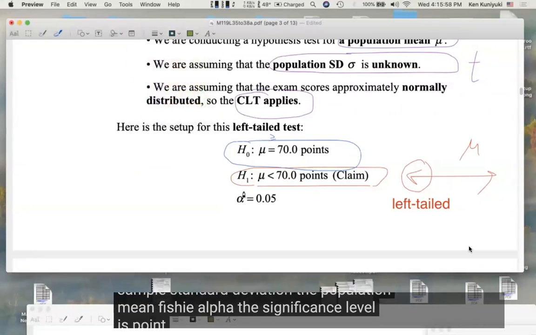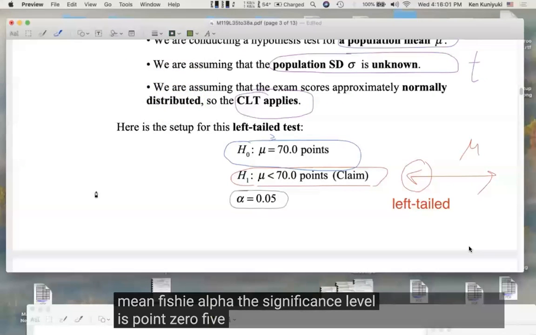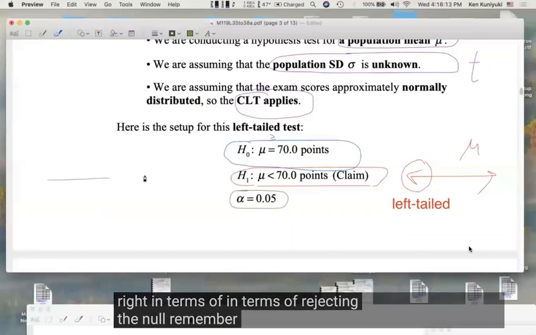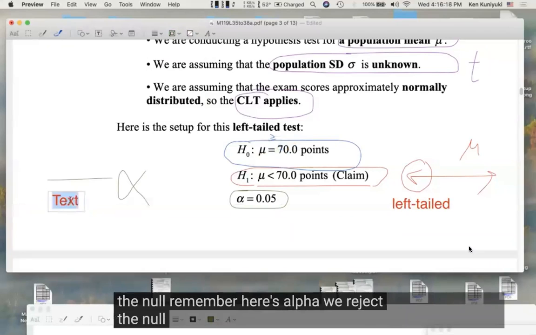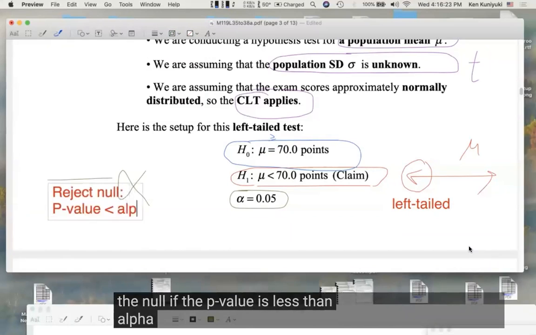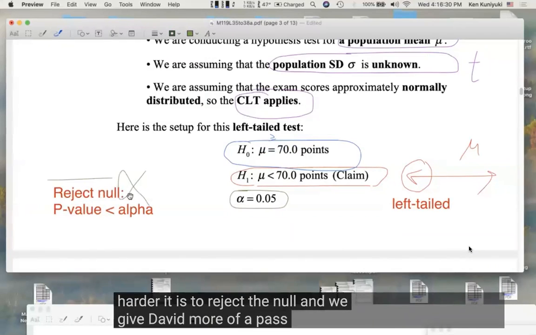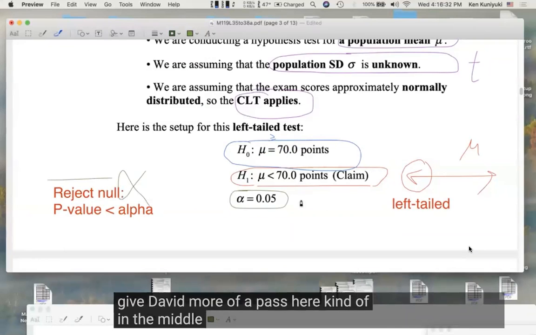Alpha, the significance level, is 0.05. So it's not as lenient as a 1% judge. It's more lenient than a 10% judge, all right? In terms of rejecting the null, remember, here's alpha. We reject the null if the p-value is less than alpha. So the lower alpha is, the harder it is to reject the null. Here, kind of in the middle, standard.